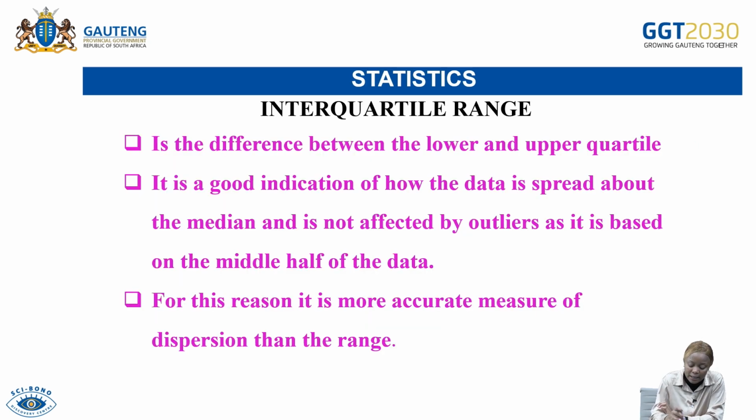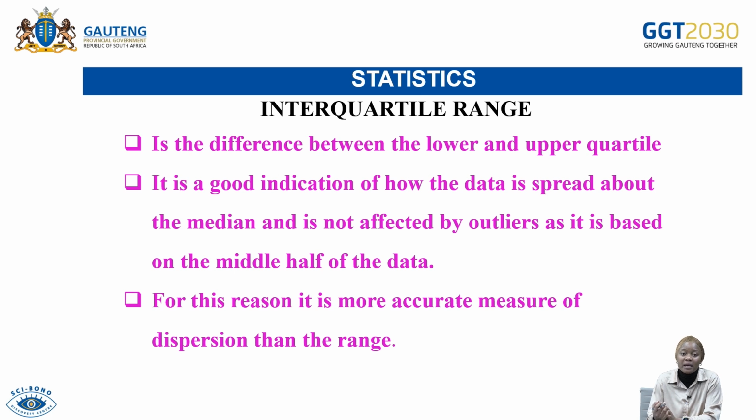Okay, I hope you understand, because we'll be using these quartiles to sketch our box and whisker plot. Okay, so let's quickly move to the interquartile range. The interquartile range is the difference between the lower and the upper quartile. It is a good indication of how the data is spread about the mean and is not affected by outliers.